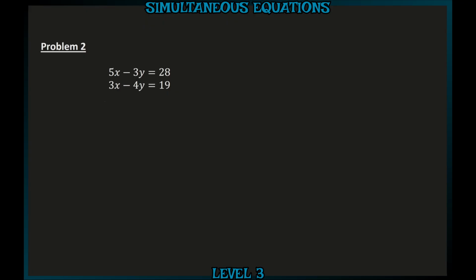In problem 2, we're solving 5x minus 3y equals 28 and 3x minus 4y equals 19. Now again, to eliminate one of the variables, we need to either have the same number in front of the x's or the same number in front of the y's, and again we don't. So we've got two options.